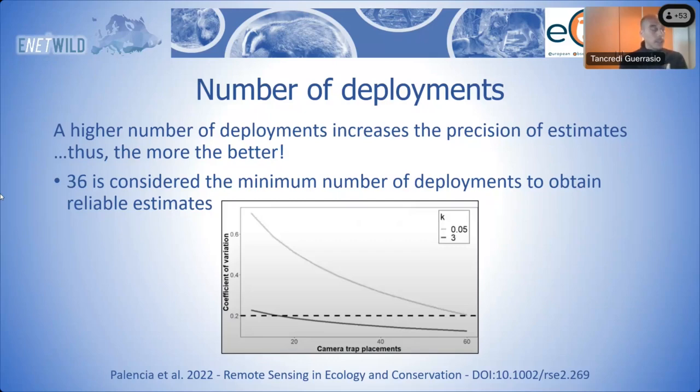So as you can see, if the population is not very clustered, the precision is going to be good even if the number of deployments is not so high. In fact, if you see where 36 lies, more or less, you're going to see that for a not very clustered population, the precision levels are going to be very good. While on the other hand, if the population has a clustered spatial behavior, with 36 deployments the expected coefficient of variation rate is about 0.4, so 40%.